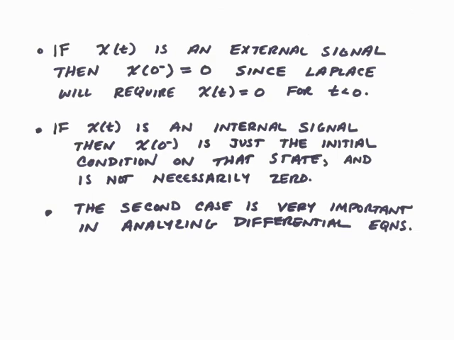Here is one guideline for considering this issue. If x of t is an external signal, then x at time 0 minus will be 0, since the Laplace transform will require x of t equals 0 for t less than 0, since it has to be a causal signal to have a Laplace transform that is unilateral. If x of t is an internal signal, then x of 0 minus is just the initial condition on that state. It does not necessarily have to be 0. This second case will be very important for the analysis of the system's zero input response.